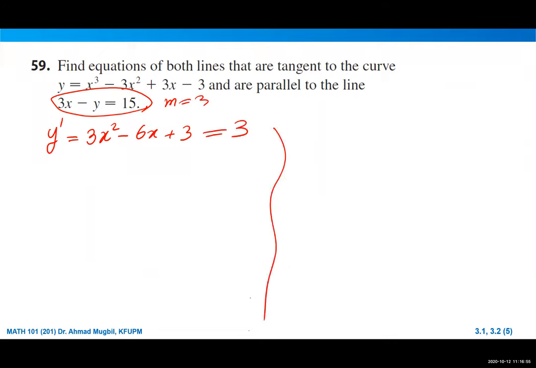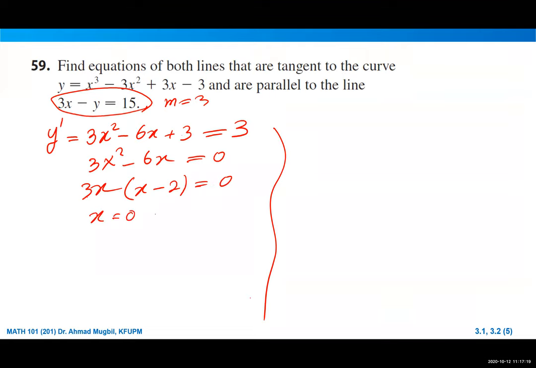Now solve it. How to solve it? Divide both sides by 3. You will have x squared minus 2x. Or just bring it to here, it will be much easier. 3x squared minus 6x equals 0. 3 minus 3 is 0. Now take 3x as a common factor, or divide both sides by 3. It is okay. x minus 2 equals 0. Is that right? Now, x is 0, 3 cannot be 0. x is 0 or x is 2. So this means, Shabab, that we have two points at which the slope will be 3.